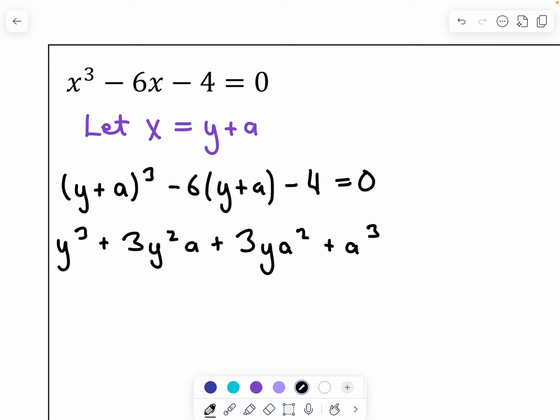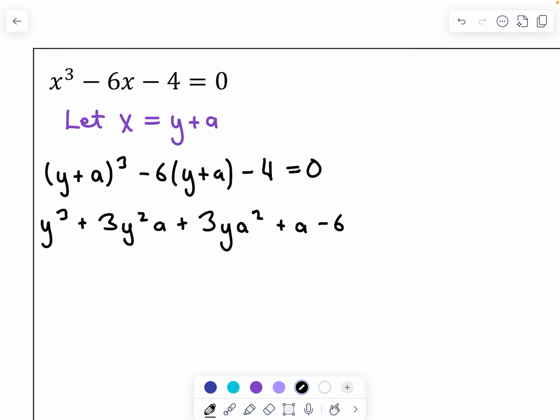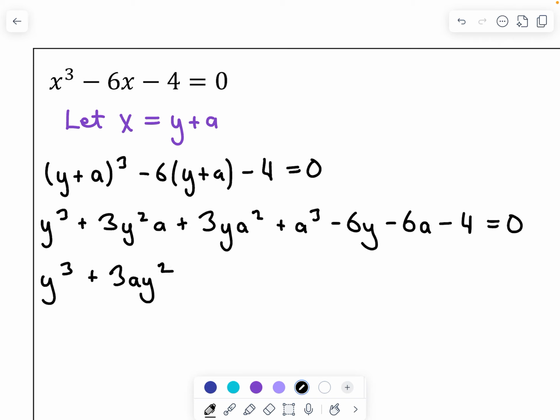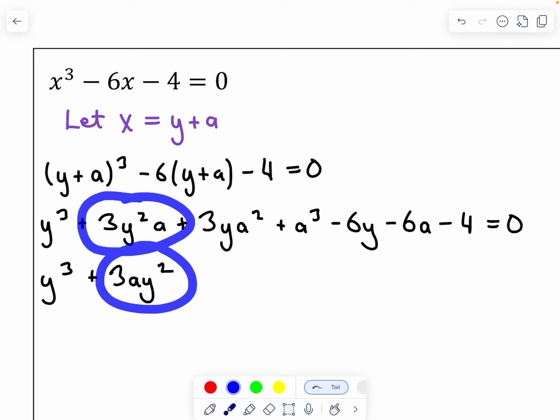And then distribute that minus 6 there. We'll have negative 6y. Whoa, where'd my a cubed go? That's a cubed minus 6y minus 6a minus 4. Good. Now let's get a little organized here. Y cubed is the only cubic term. 3a y squared, I just rearranged that a little bit.